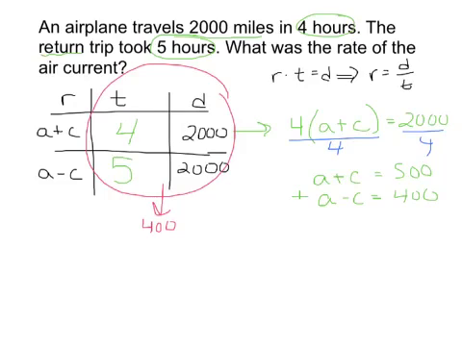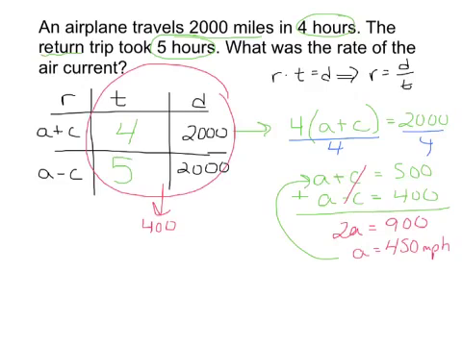In this case, I'm going to add these. It's already set, the C's cancel out. 2A will equal 900. Divide by 2. The rate of my airplane is 450 miles per hour. Okay, so if I then plug it back in to one of my equations, let's plug it back in here. My 450 plus my C has to equal 500, so my air current is 50 miles per hour.